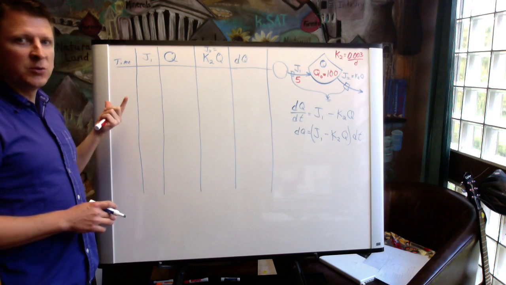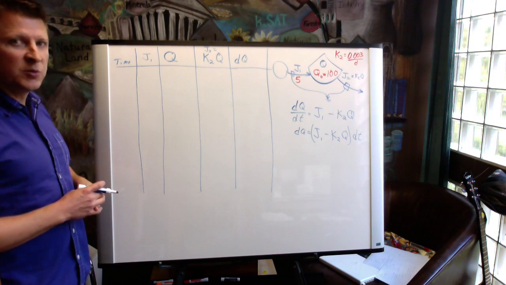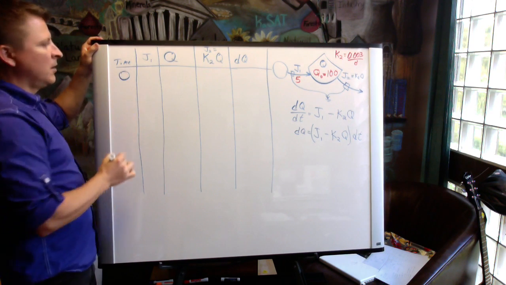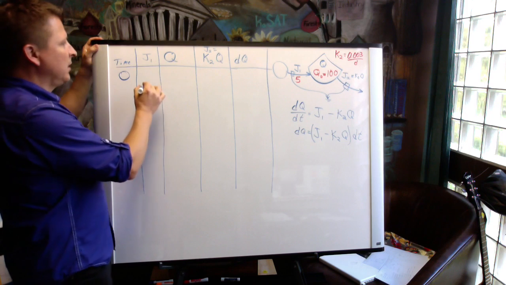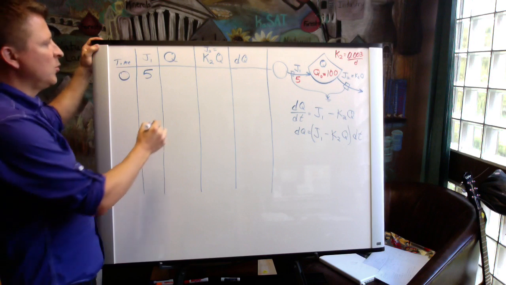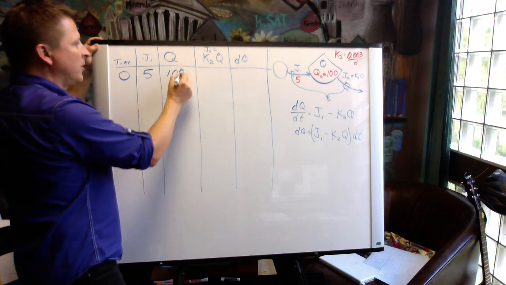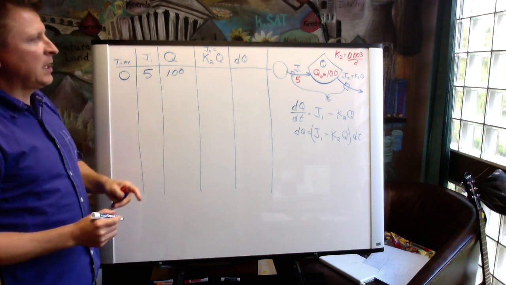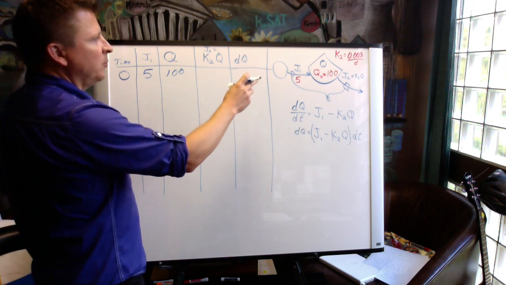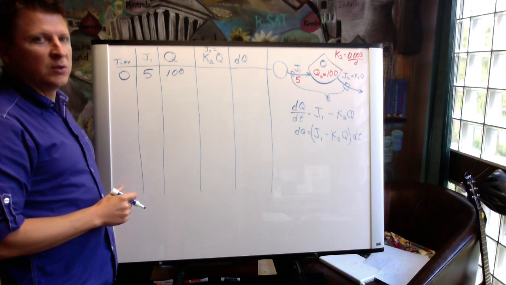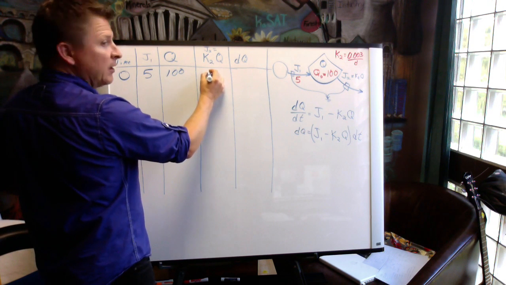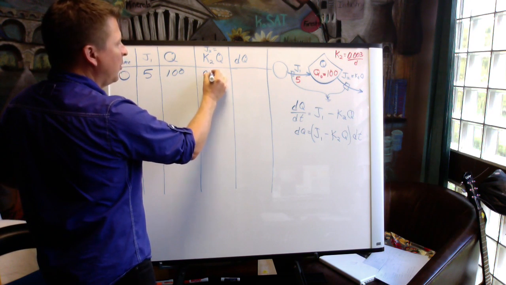So now we can go to our hand-drawn spreadsheet here, and we're going to start at time 0. So at time 0, we know that the flow in is 5. So J1 equals 5. Q is 100. That's what we start with. And we can calculate what would K2Q be at the beginning of time. Well, based on a value of K2 equal 0.003 times 100, which is Q, we're going to get a value of 0.3.